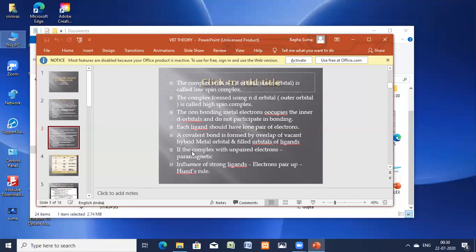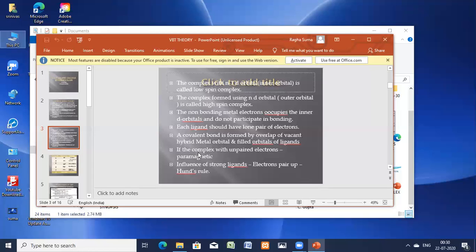As I've told you from the starting of the postulates, I think you can assume how the complex is formed. Now the complex is formed. If the complex is having unpaired electrons, then that is paramagnetic. If the complex is not having unpaired electrons, if it is having paired electrons, then that is a diamagnetic complex.